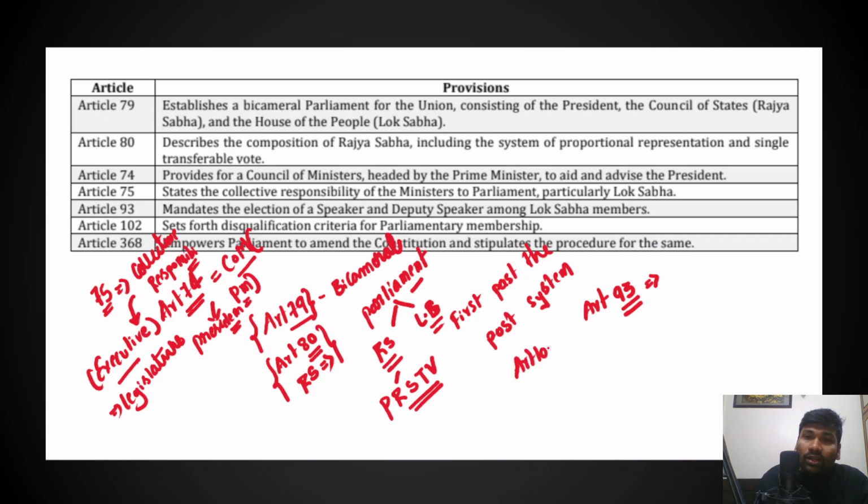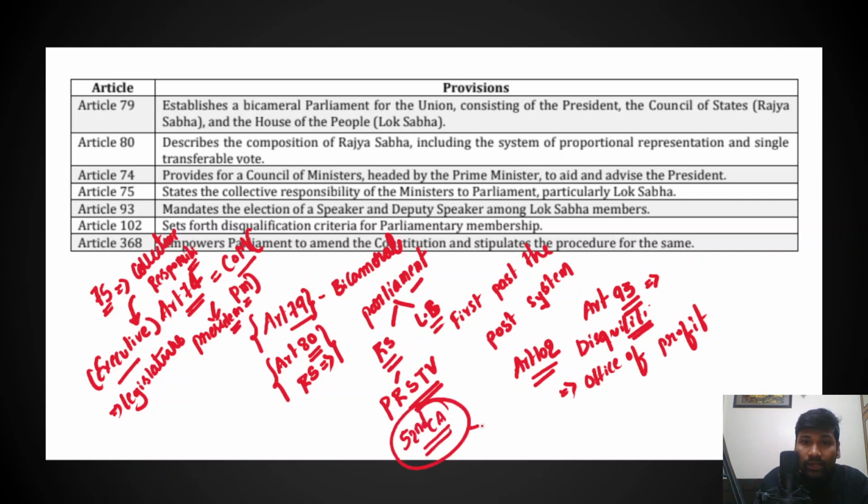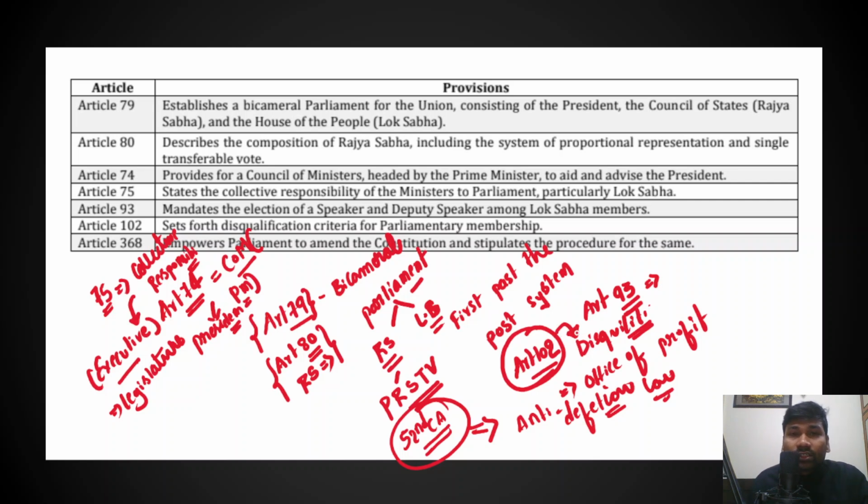And similarly, Article 102 of the Indian Constitution talks about the disqualification of the members of Parliament. For example, office of profit is one ground based on which the members of parliament can be disqualified. And apart from that, we have the 52nd constitutional amendment, which talks about the anti-defection law. We will discuss this anti-defection law later, but Article 102 talks about the disqualification of parliamentary membership and the criteria that it provides.